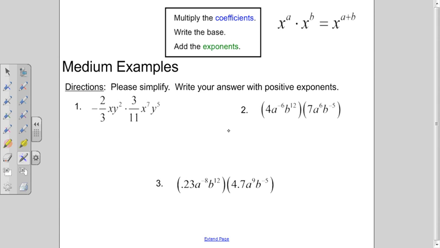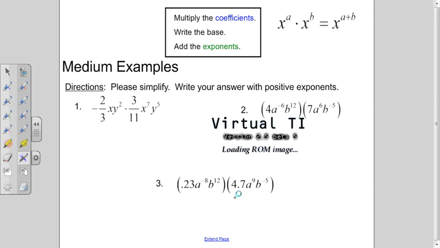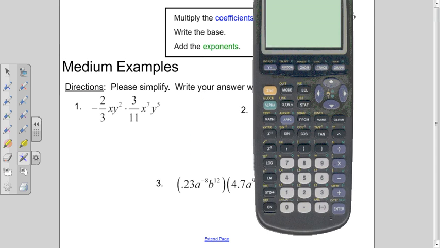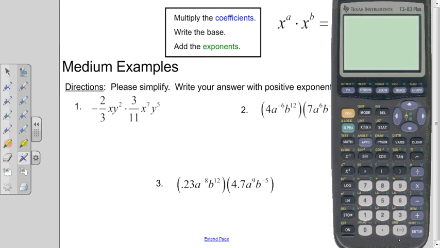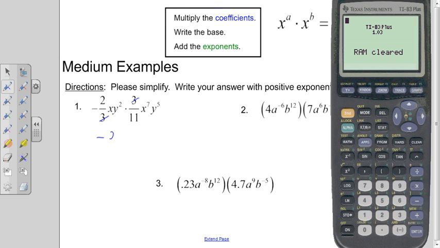Okay, so in this first problem, it says negative 2/3 x y squared times 3/11 x to the 7th, y to the 5th. So we are in fact going to multiply the coefficients. I'm just getting my calculator ready in case I need it. And I see here that I have negative 2/3 times 3/11. Well, I know negative times positive is negative. And then if I just use my fraction rules, I realize I can cancel the 3's and get 2/11.